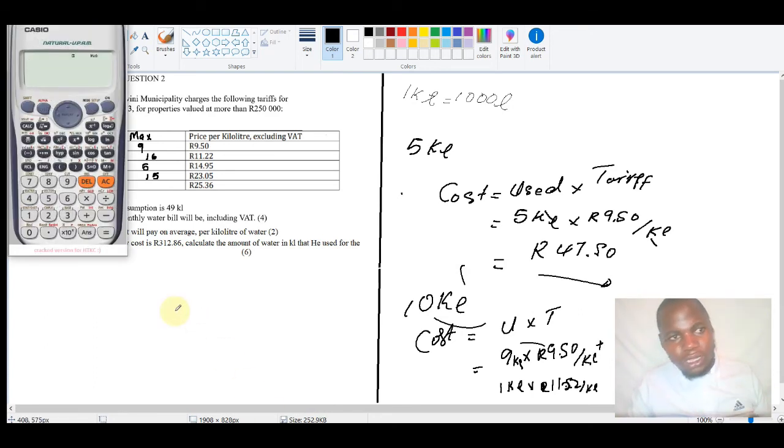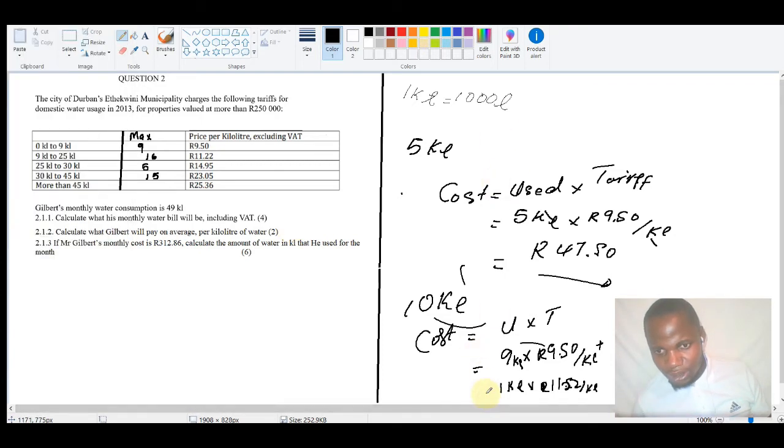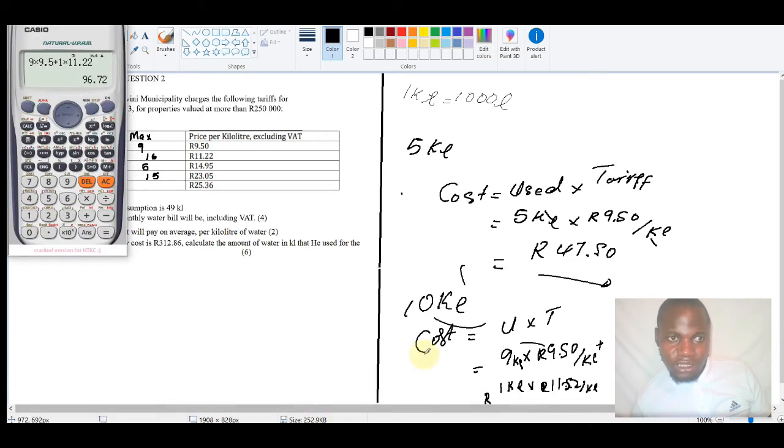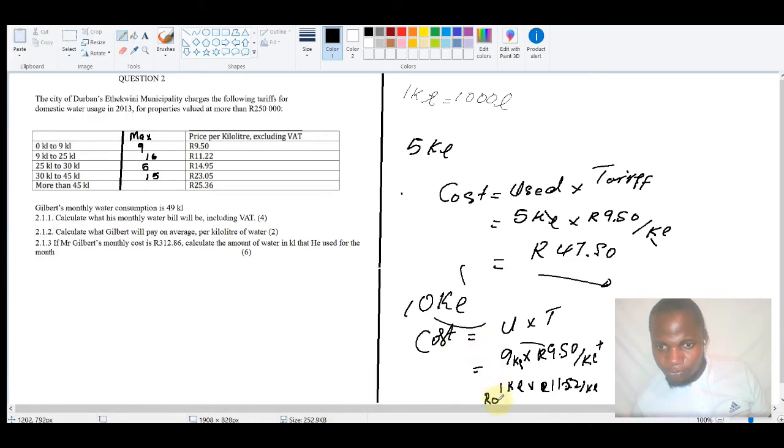So we use the calculator. 9 times 9 rand 50 plus 1 times 11 rand 22. That's what you get: 96.72 rand. So what is the answer? The answer is 96.72.